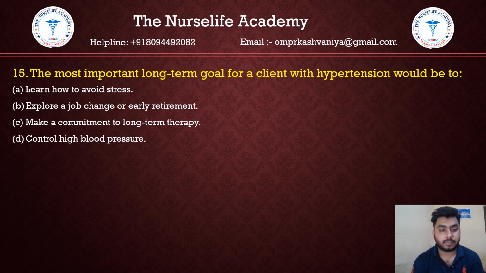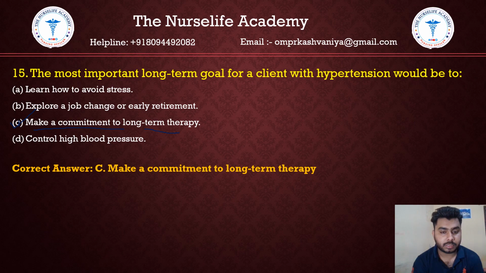So what is the right answer? The right answer is option C. Make a commitment to long-term therapy. So the right answer is option C.